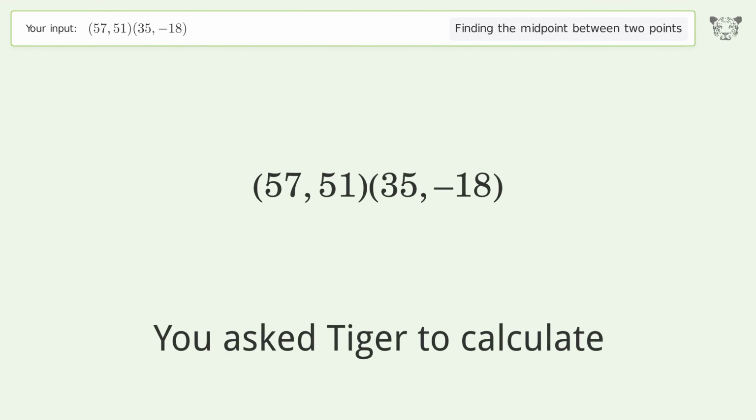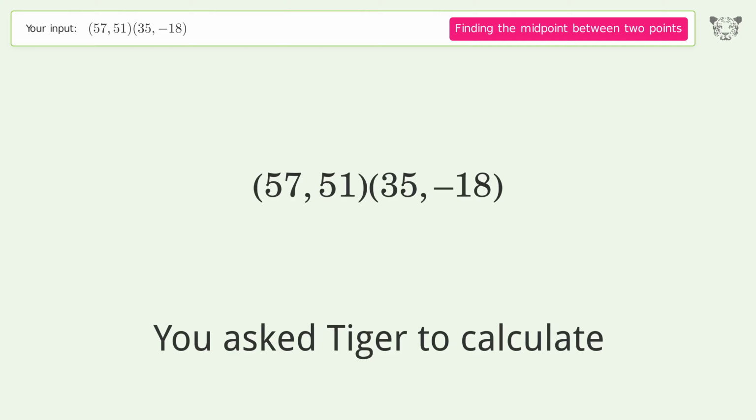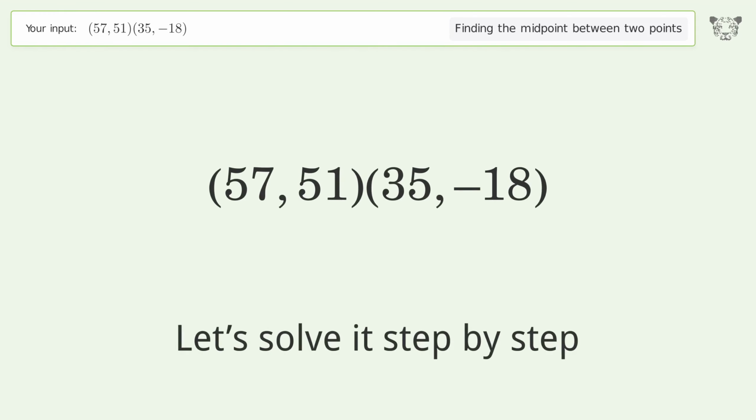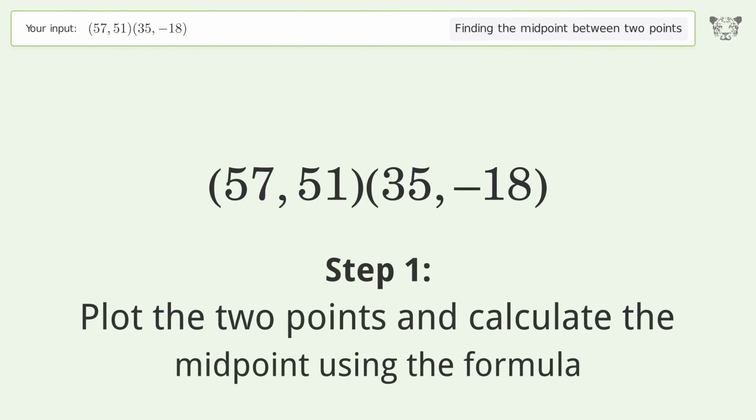You ask Tiger to calculate. This deals with finding the midpoint between 2 points. The midpoint between the 2 points is 46, 16.5. Let's solve it step by step. Plot the 2 points and calculate the midpoint using the formula.